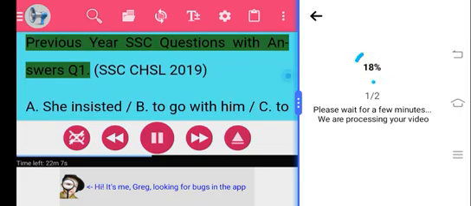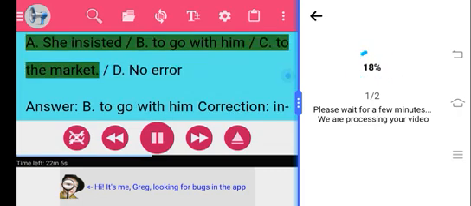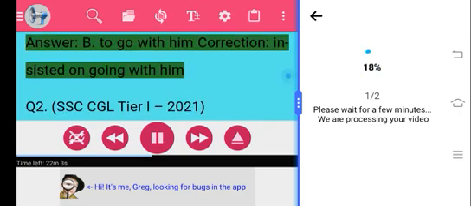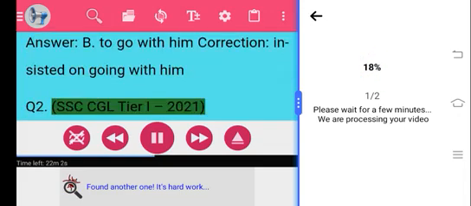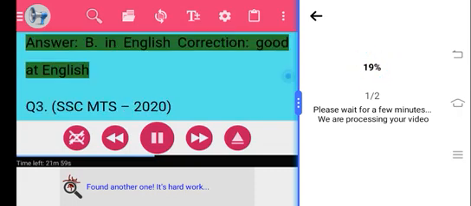Previous year SSC questions with answers. Q1. SSC CHSL 2019. She insisted B: to go with him, C: to the market, D: no error. Answer: B, to go with him. Correction: insisted on going with him. Q2. SSC CGL Tier 1 2021. He is good B: in English, C: and also in mathematics, D: no error. Answer: B, in English. Correction: good at English.